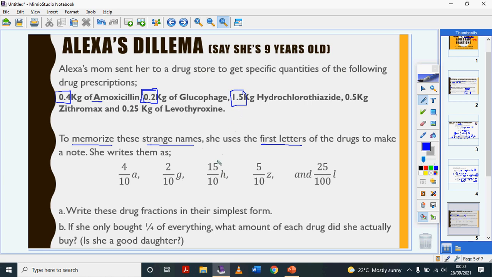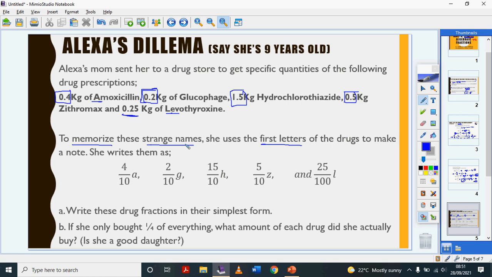1.5 is the same as 15 over 10, and that's H for hydrochloro, blah, blah, blah, that one. And then 0.5 is the same as 5 out of 10, which stands for zithromax. And finally, 0.25 is the same as 25 out of 100, and the L stands for levothyroxine.